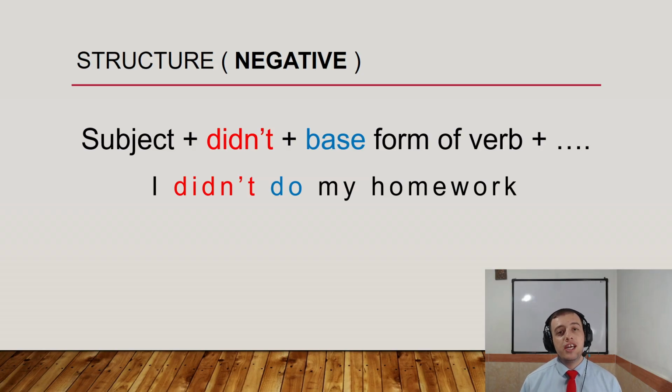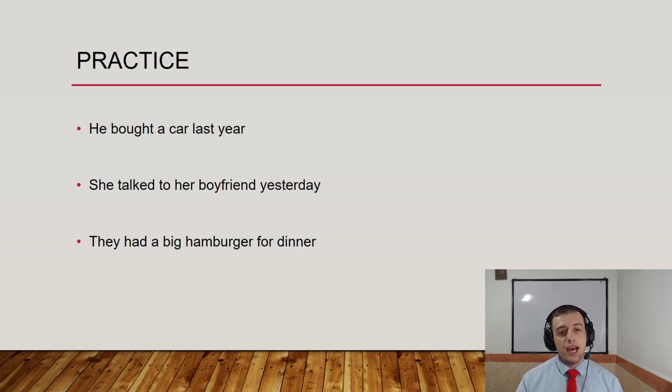So we cannot use two verbs with the same time in a sentence. For example, I cannot say "I didn't did my homework." It is completely incorrect. So we say "I didn't do my homework." We use the base form of a verb. So now let's have practice.